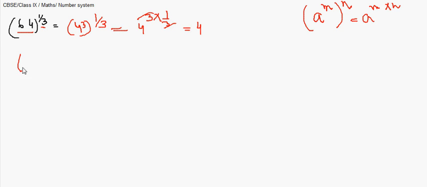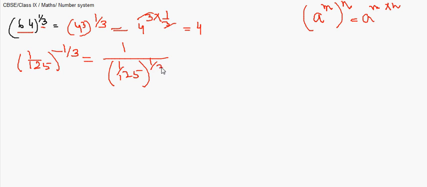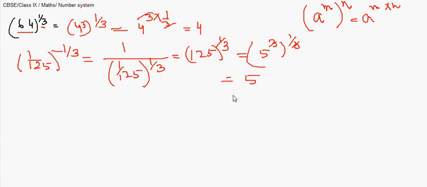Same thing we can do with a negative rational power. This in itself means it is 1 by 125 to the power 1 by 3. Let me just make it reciprocal first, so that would look like 125 to the power 1 by 3. So either you directly find the cube root, or you can simply write 5 cubed to the power 1 upon 3. 3 would get cancelled, so the answer becomes 5.